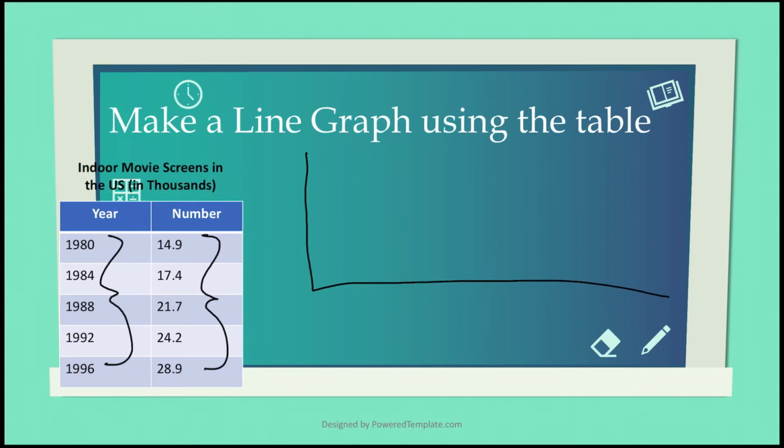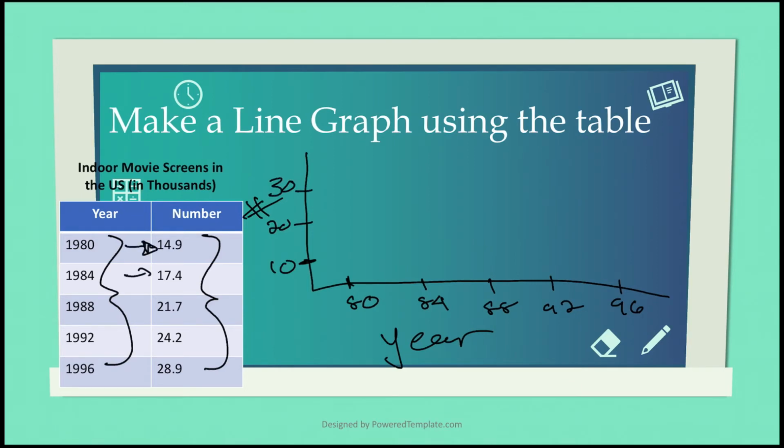All right, you need to label both sides. So on the bottom, I'm going to have it be the year, and on this side, it's going to be the number. So I'm going to put the years down here. This is 1980. This is going to be 84. This is going to be 88, 92, 96. And up here, we're going to start at 10, go to 20, go to 30. And for each one, I just put the number above the correlating year.